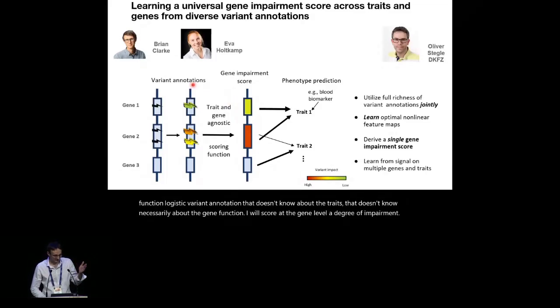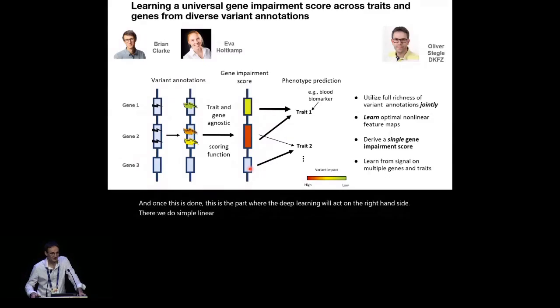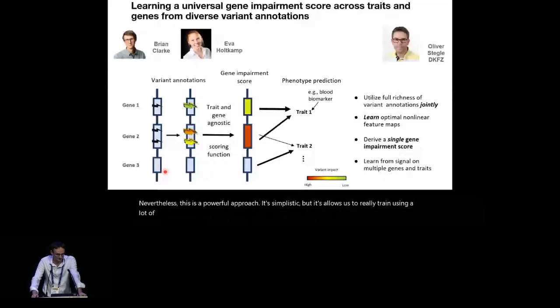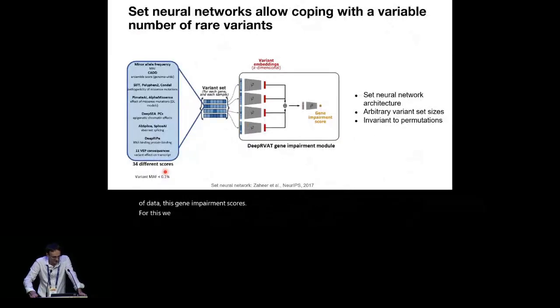And once this is done, this is the part where the deep learning will act. On the right-hand side there, we do simple linear models, adjusting for covariates, population structure, and so on. On the right-hand side, once you have an impairment score, you just do a linear combination of those gene impairment scores to predict your trait. Nevertheless, this is a powerful approach. It's simplistic, but it allows us to really train these gene impairment scores using a lot of data. For this, we use an architecture called a set neural network.